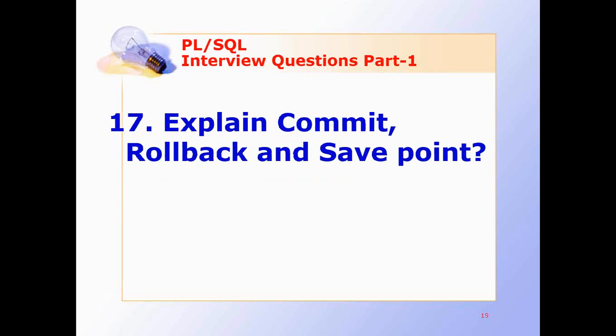Explain commit, rollback, and savepoint. For a commit statement, the following is true: other users can see the data changes made by the transaction, the locks acquired by the transaction are released, and the work done by the transaction becomes permanent.